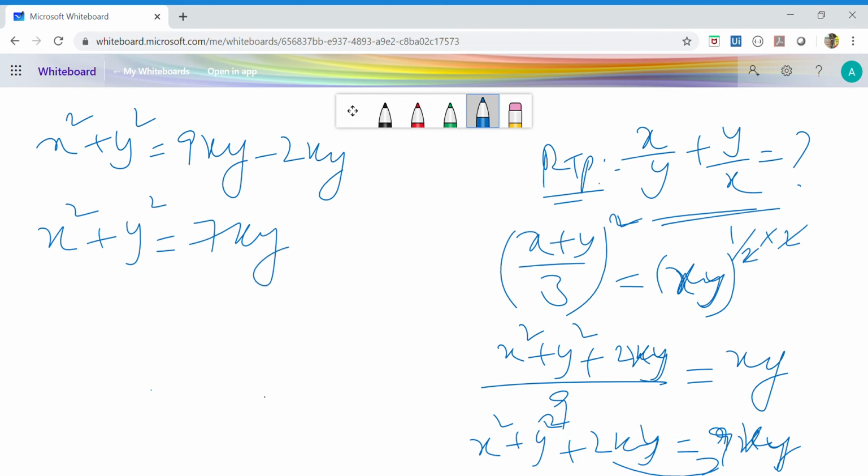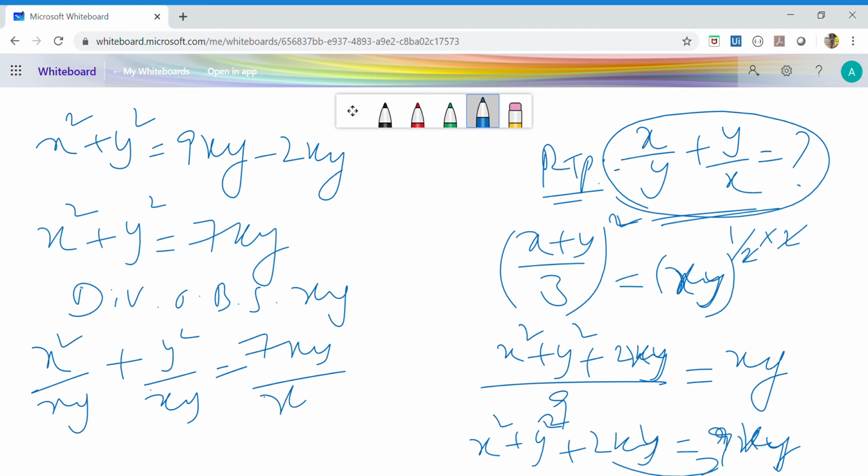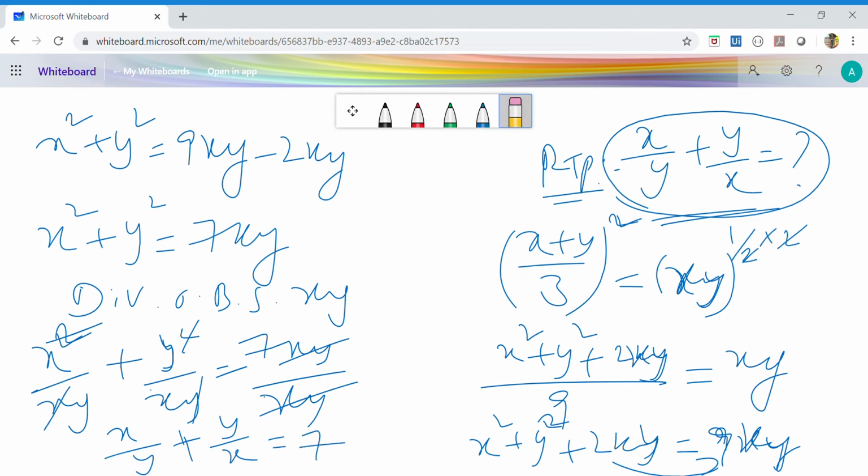But we have to get the value of x by y plus y by x. So divide on both sides with xy. Then x square by xy plus y square by xy is equal to 7xy by xy. So xy gets cancelled, y square means y into y gets cancelled, 1 time y, and x square is x into x, x gets cancelled. And so finally what we got? x by y plus y by x is equal to 7.